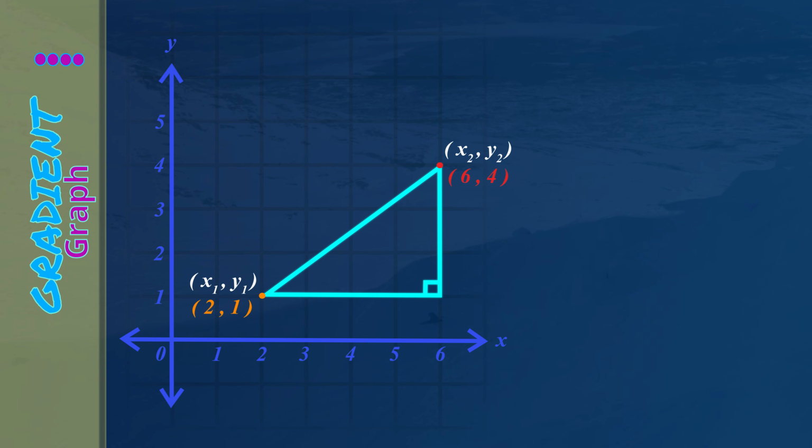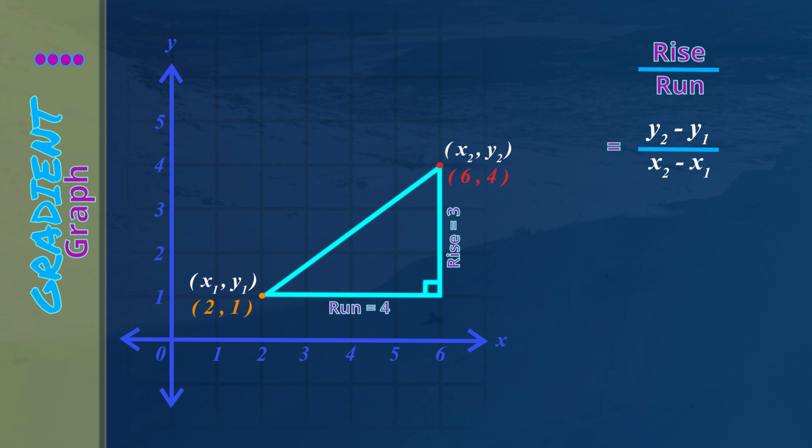Notice that the difference between the y's is the rise of 3. And the difference between the x's is the run of 4. The rule does the same thing. The difference between the y's is the rise, and the difference between the x's is the run.